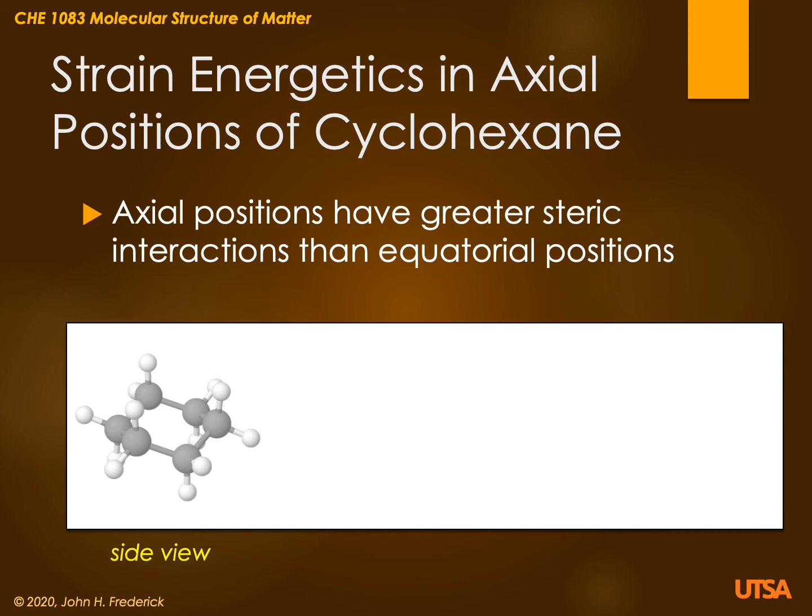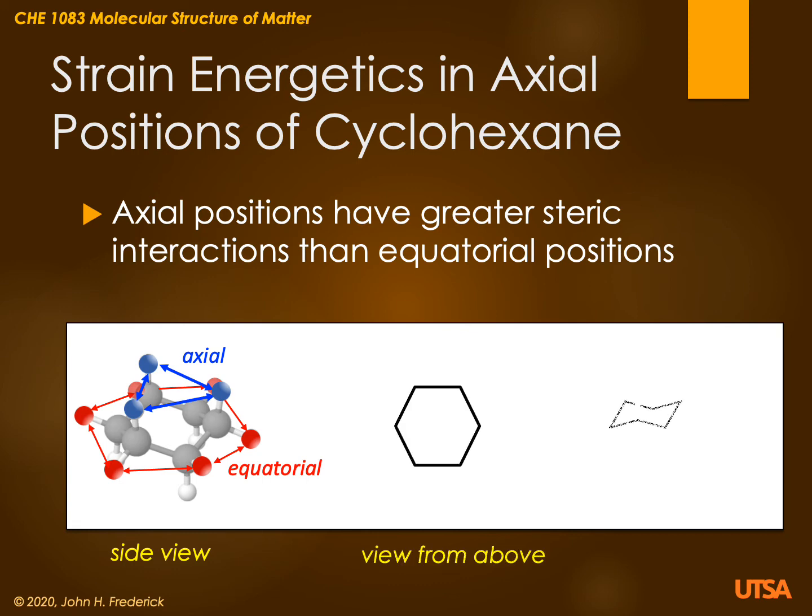One way to visualize this is to look at these three-dimensional models and show, for example, on one side of the molecule, these are the three axial positions of the hydrogens. They're very close to one another in this position, whereas the equatorial positions are separated by a greater distance from one another. The same will be true of the axial positions on the bottom. They will also be very close together.